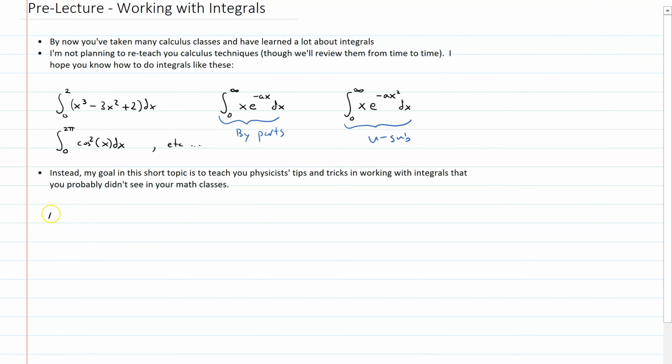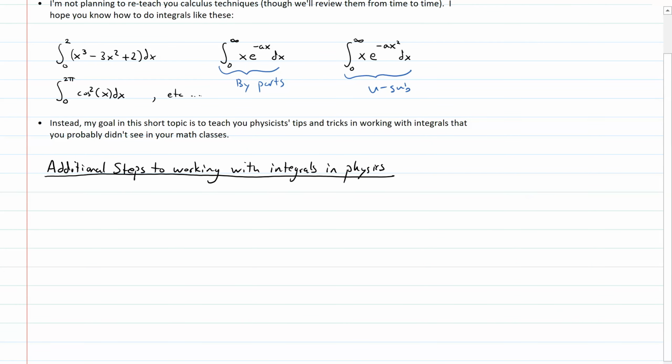So let's call this a set of 4 additional steps to working with integrals in physics. Okay. So the first one is pretty straightforward. It's just identify the integration variable.